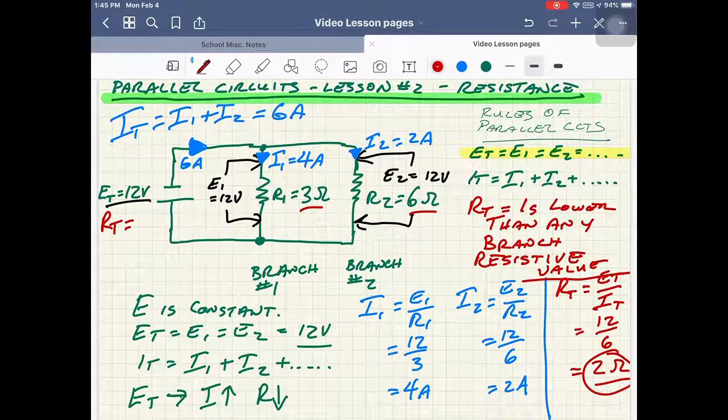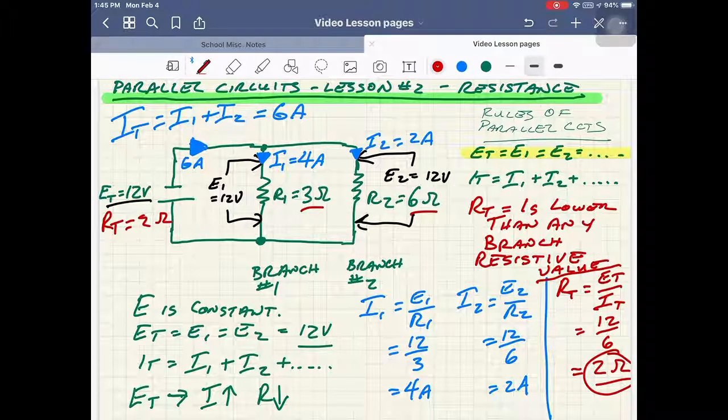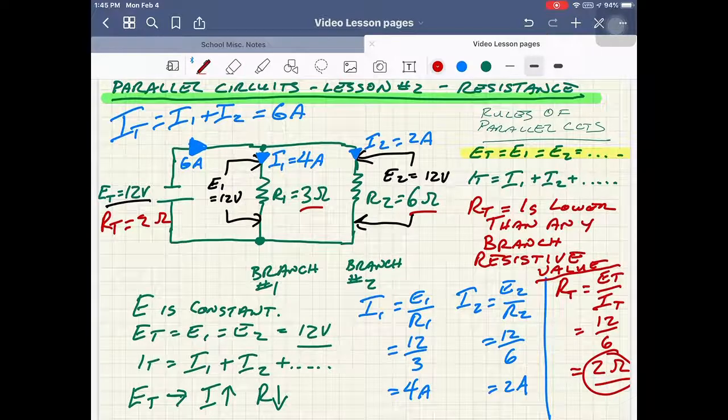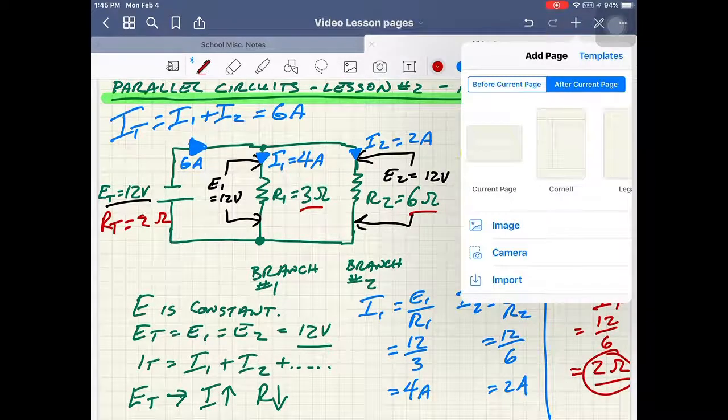So any branch that you have, the R total is going to be lower than any individual resistive branch that you have in that circuit. So keep that in mind as we explain this further. 2 ohms. So that's one way we can solve that in this circuit, by using Ohm's law, given that the resistance and the voltage were given. Let's take a look at those 2 values.